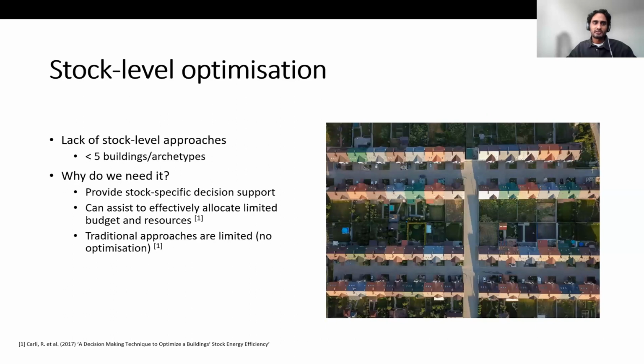However, this level of research is not the case at the stock level. So there is a distinct lack of stock level optimization approaches, and those which do attempt it generally look at less than 5 buildings or archetypes. But Kali et al. have noted that there's a necessity to develop this approach as it has significant applications in real-world scenarios. For example, with assisting organizations to effectively allocate a limited budget and resources amongst different buildings in the stock. And also the IEA say that organizing renovations on a multi-building scale can ease coordination among multiple stakeholders and speed up the process while reducing costs too.